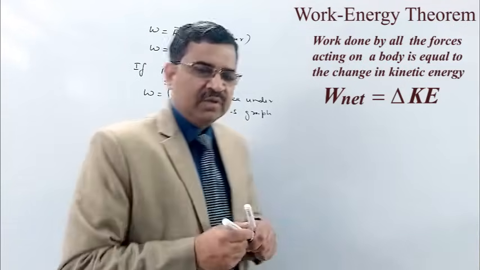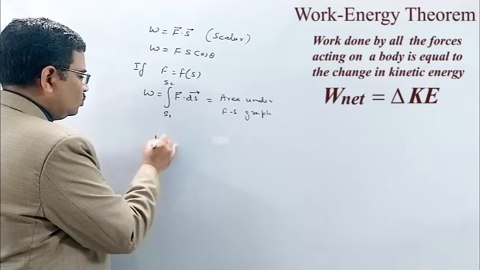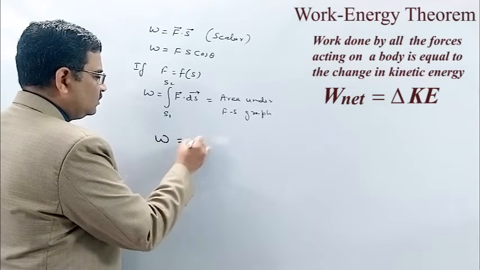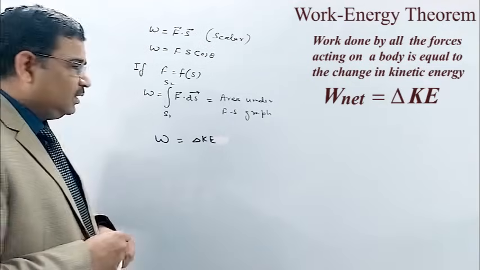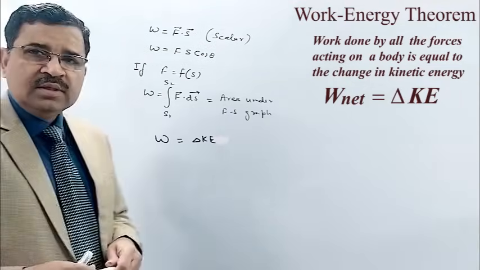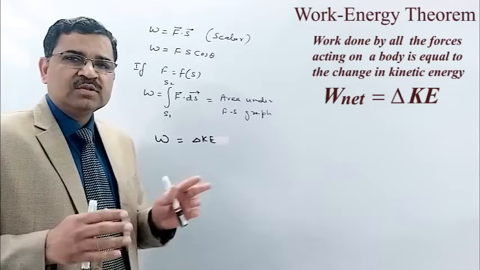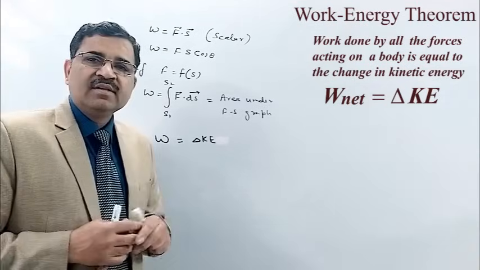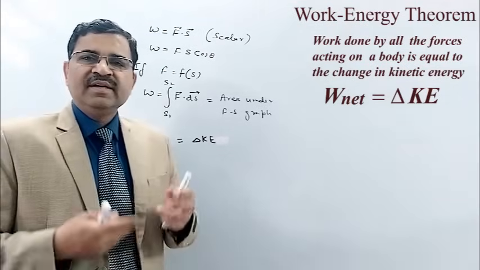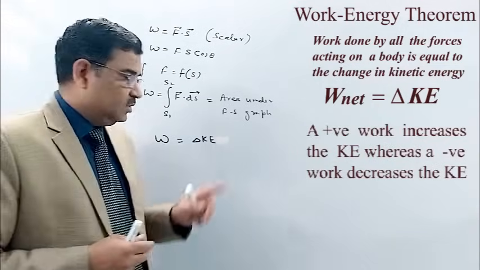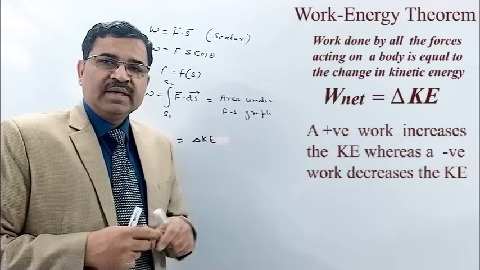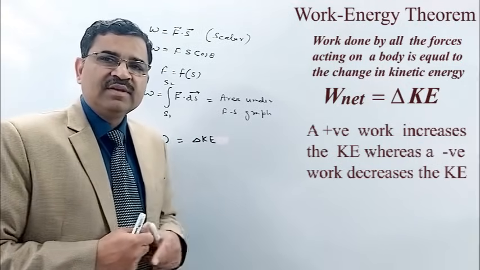So I can write the work energy theorem in this way, that the total work done by all the forces is equal to change in kinetic energy of the body. Now from here you can see that if the total work done by all the forces is positive, then the change in kinetic energy is also positive. This means the kinetic energy of the body will increase. Whereas if the total work done is negative, the change in kinetic energy is negative, and therefore the kinetic energy of the body will decrease.